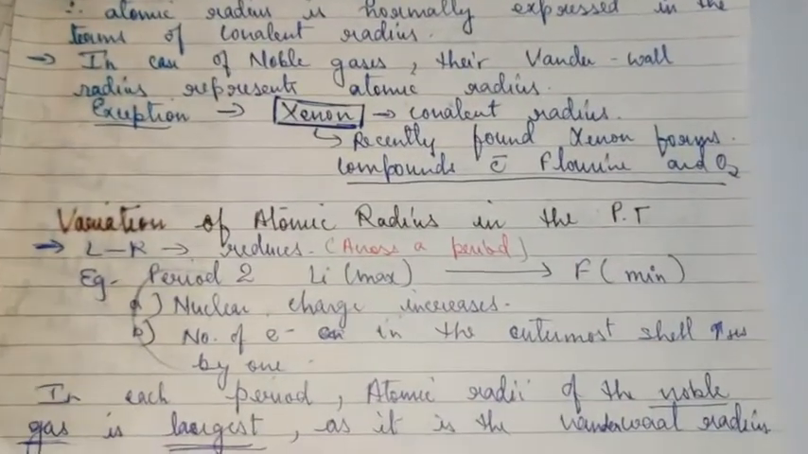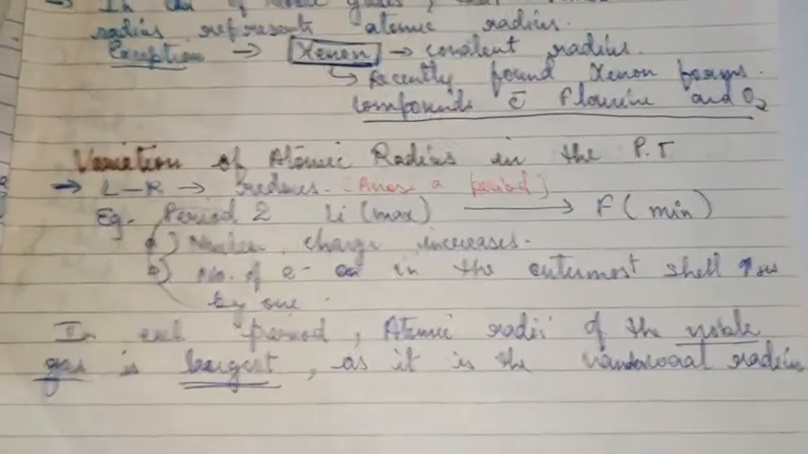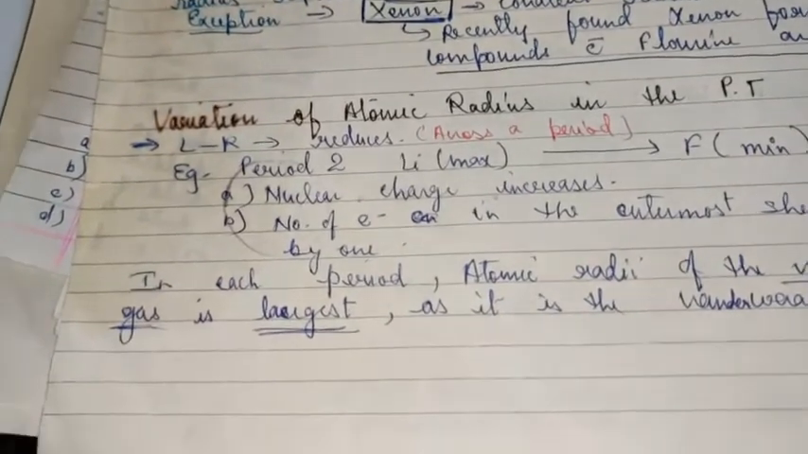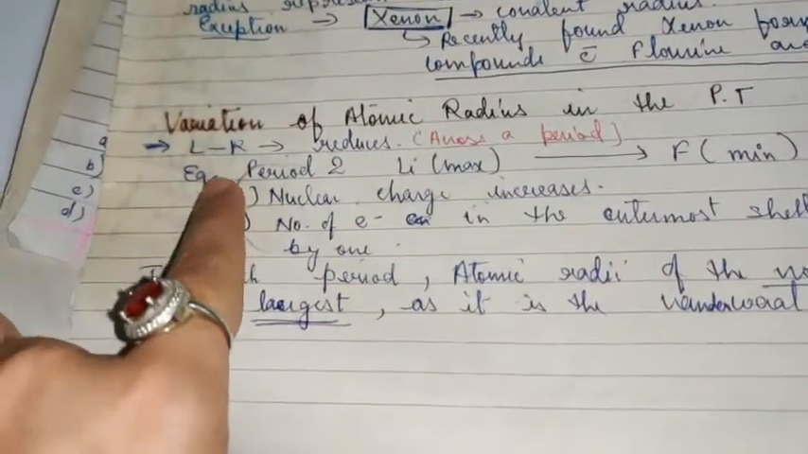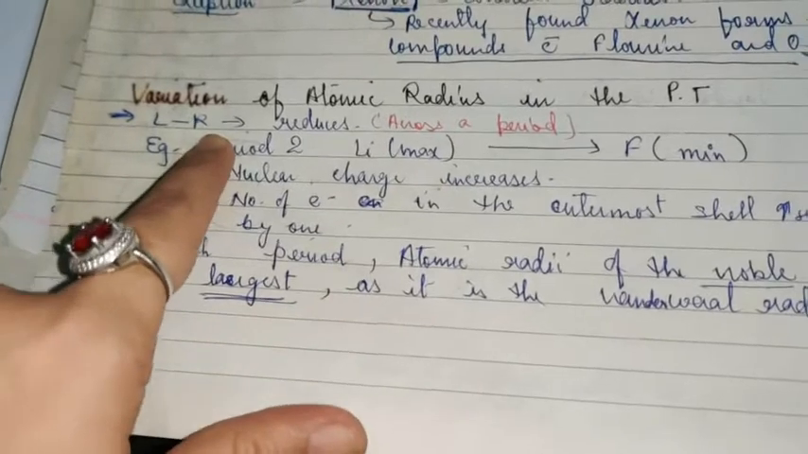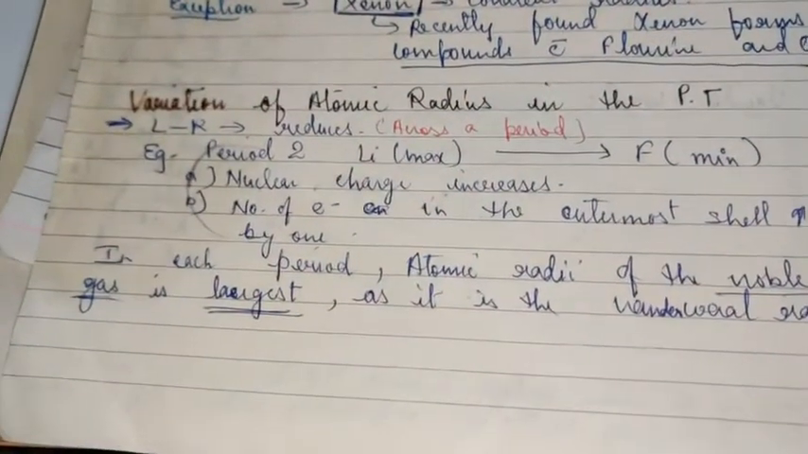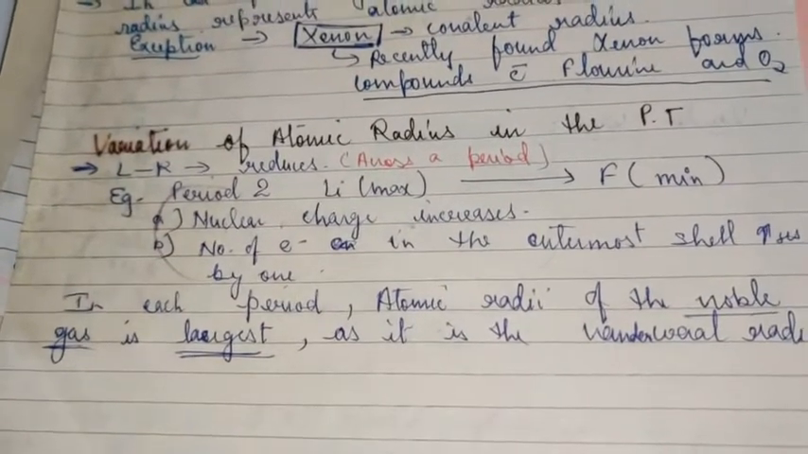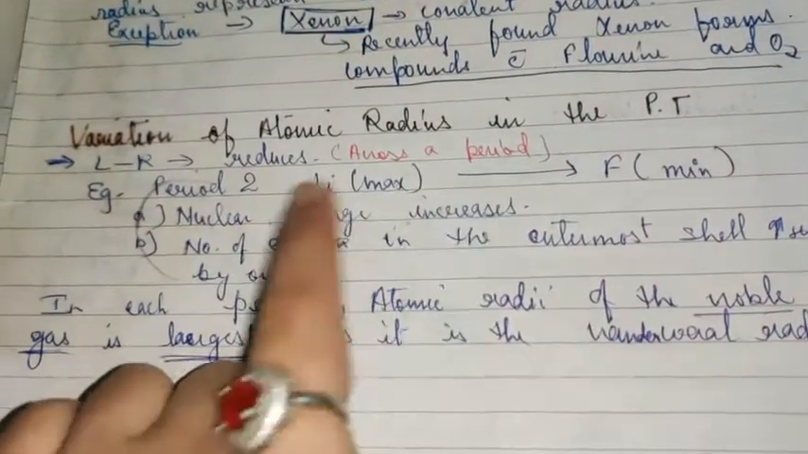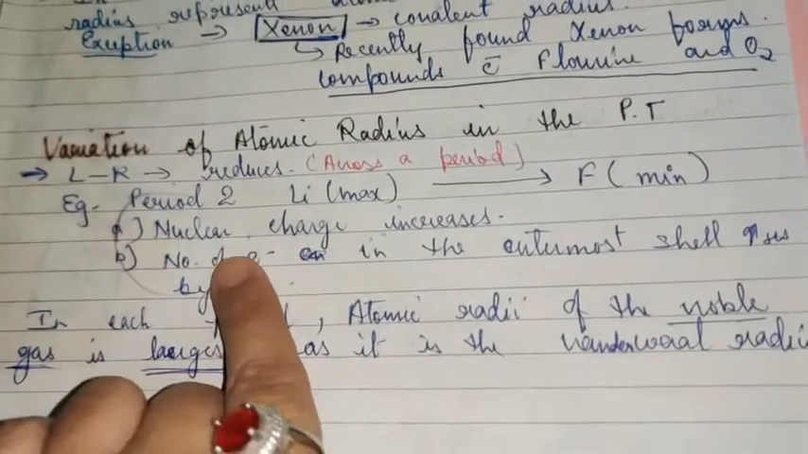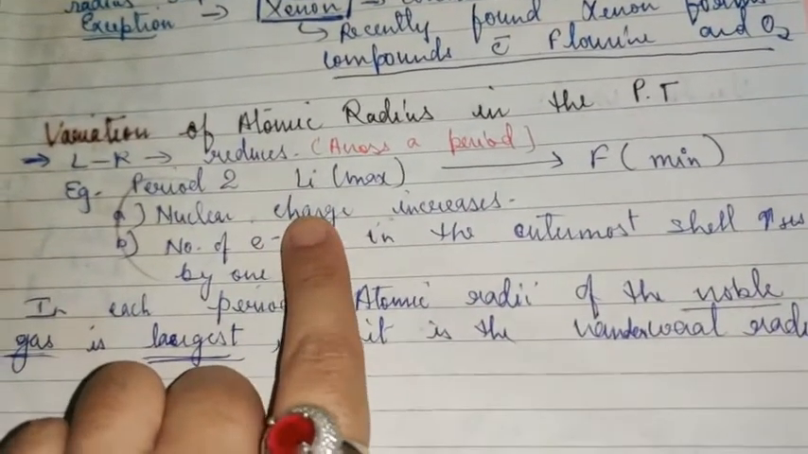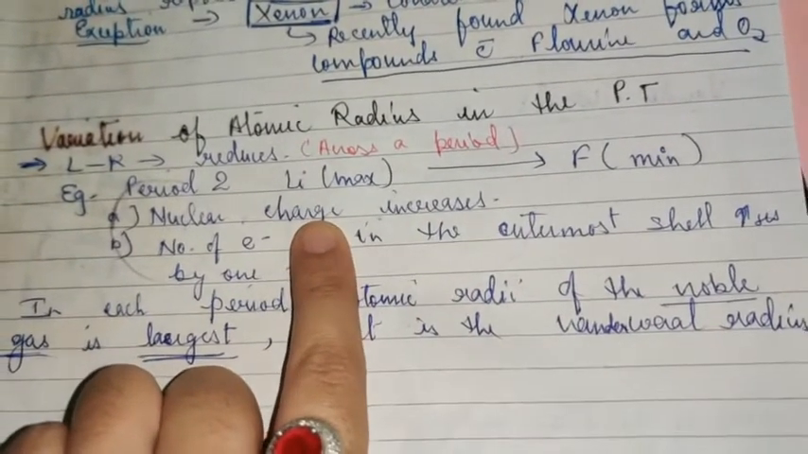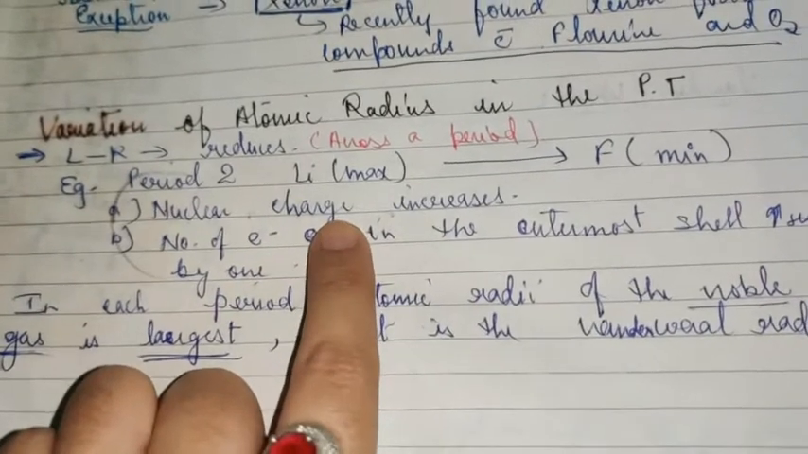Now coming to variation of atomic radius in the periodic table. Okay, now this is an important part. This L to R means left to right across a period. When you are moving left to right across a period, what happens? The nuclear charge increases. What is nuclear charge? Nuclear charge means the number of protons in the nucleus, and number of protons depends upon what? It depends upon the atomic number.